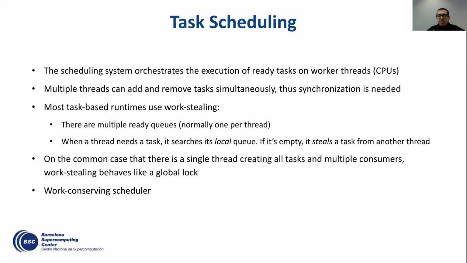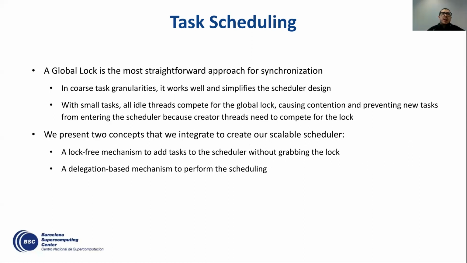However, on the common case in OpenMP, in which a single thread creates all of the tasks while other threads are consuming them, work stealing behaves like a global lock, as all threads try to steal from the same place. In this regard, a global lock is the most straightforward approach to synchronize the scheduler. However, it has some obvious drawbacks. It might work well with big tasks where threads are rarely on the scheduler asking for work, but on small granularities, it causes a lot of contention for both the creator and consumer threads.